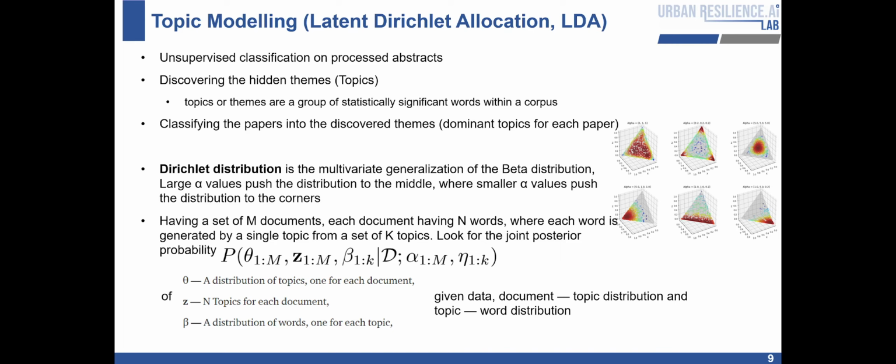It is a multivariate generalization of the beta distribution controlled by alpha values. In the 3D visualization, we see that large alpha pushes the distribution to the center, while smaller alpha pushes the distribution to the corners.